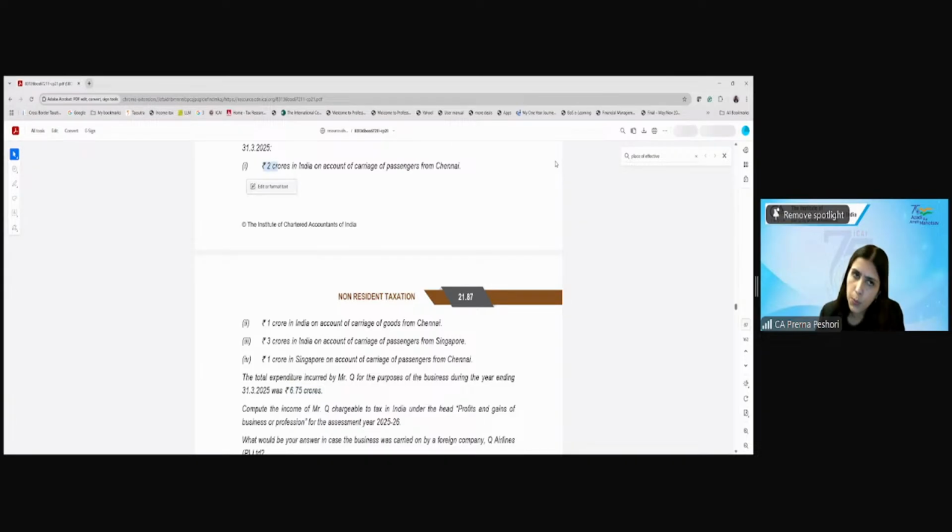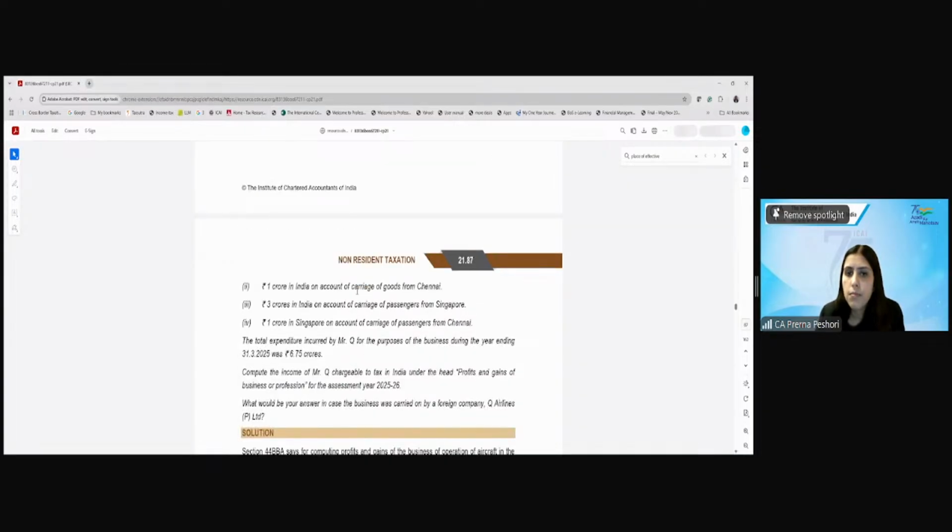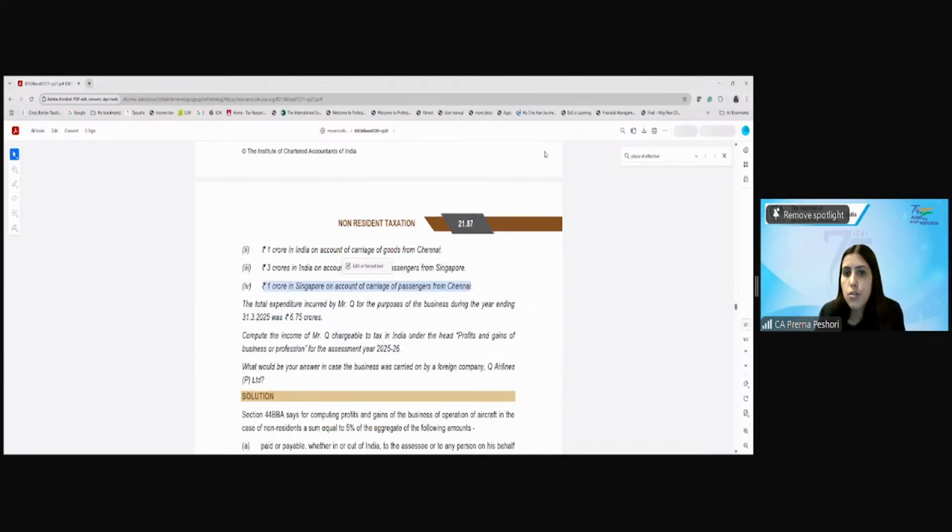Yes, ma'am. Then what about this 1 crore? Yes, correct. 3 crores? Yes, because it is received on account of 1 crore from passengers from Chennai. Correct. So we will include it. Fine. So here you will include all these amounts, and on the 7 crore rupees you will pay the tax. So you will consider the profits at 5%. Are we clear? Yes or no?